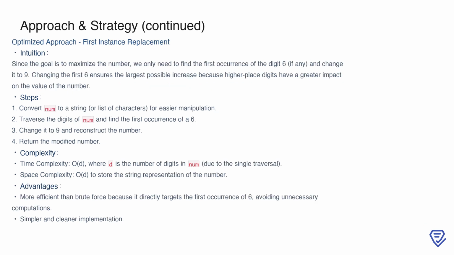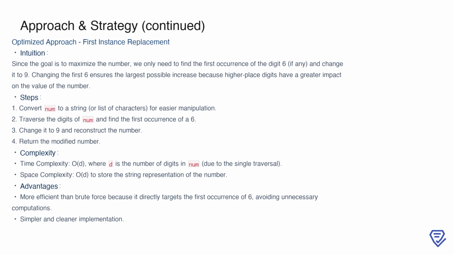Now, let's move to a more efficient solution, the optimized approach based on replacing the first instance of the digit 6. The key insight here is that to maximize the number, we only need to change the first occurrence of 6 to 9. This is because digits in higher positions have a greater impact on the overall value of the number. The process involves converting the number into a string or list of characters, which allows for easy traversal and manipulation. Then, we search for the first digit that is 6, change it to 9, and reconstruct the number.